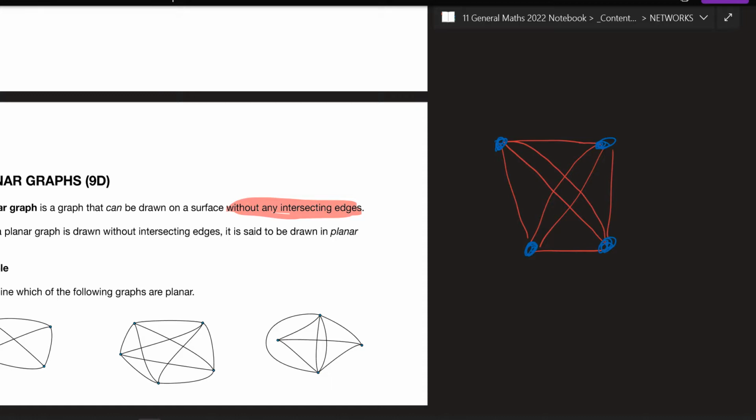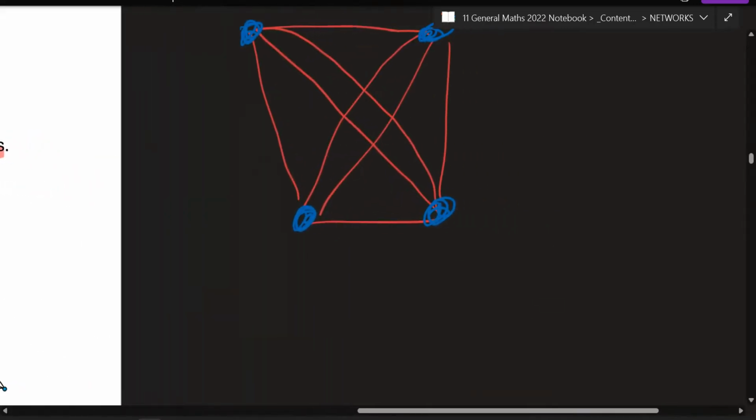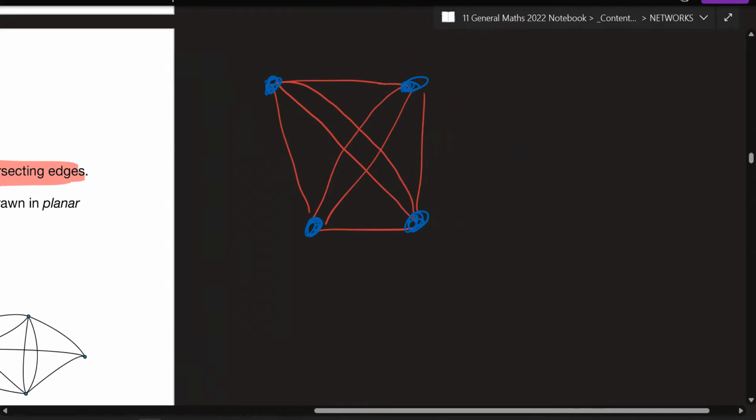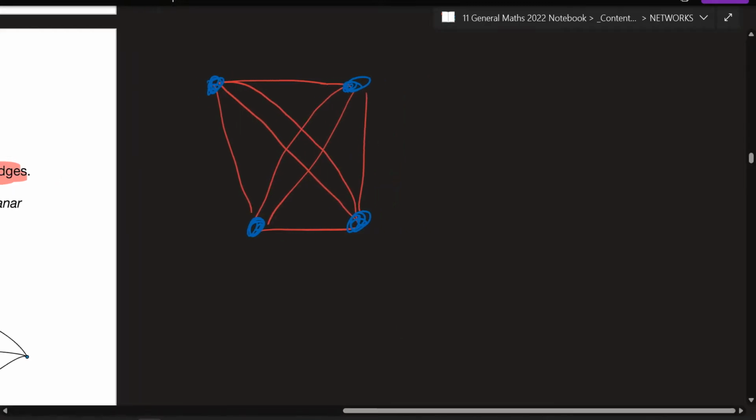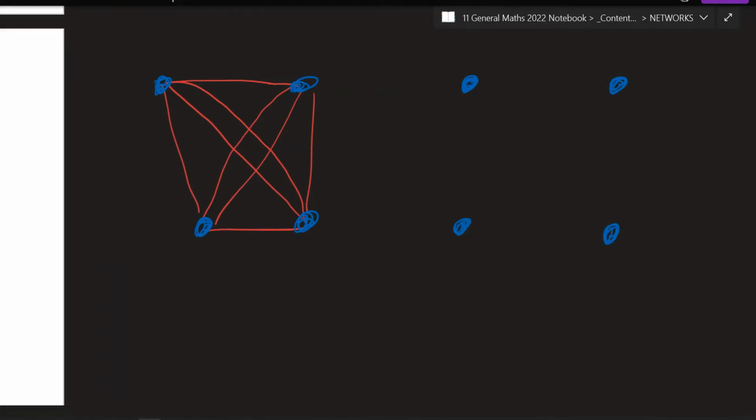But if you ever get into engineering or any sort of job where you have to work with networks, one job I can think of where this might apply could be if you're a train director, or if you're planning the Melbourne train system. The reason why planar is good is because what they like with planar graphs is they want you to be able to draw a graph without any of the lines intersecting. So if I was to redraw this, it might look like this.